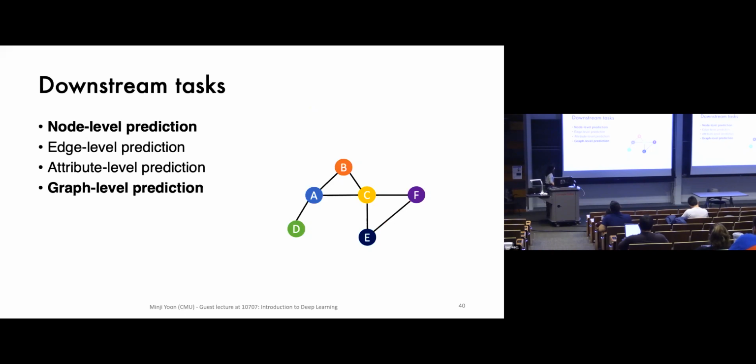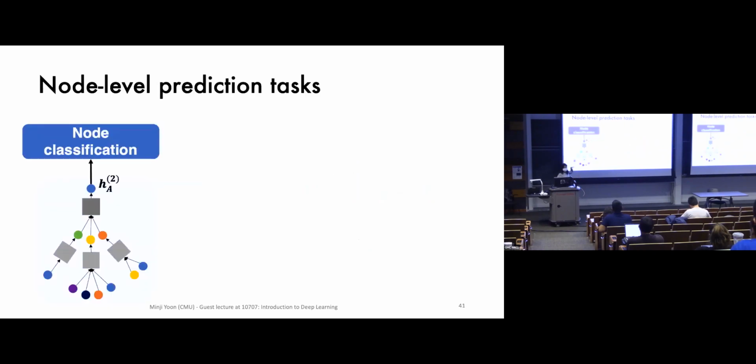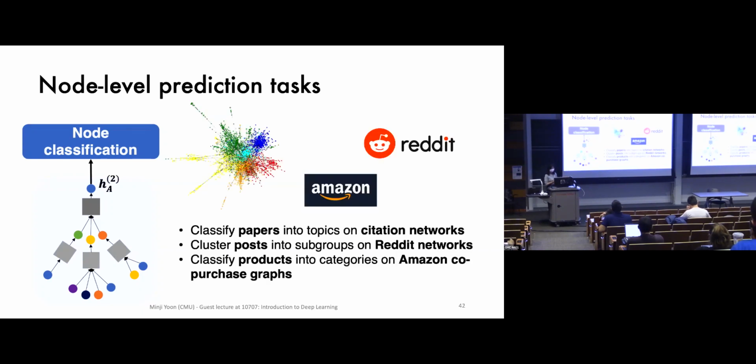So across these four downstream tasks, the most basic ones are node level and graph level prediction. When I say basic, it means the other tasks could be made by extending node level and graph level prediction. So these two are the most widely used applications. So today, in this lecture, I will keep talking about these two tasks. For the node classification task, we compute the node embedding for each node, and then we find the mapping to a label. For example, in a citation network, we can classify papers. In the Reddit network, we can find the embedding for each post and cluster them into topics, what kind of topic the posts are talking about.